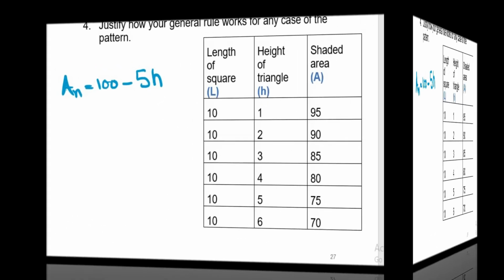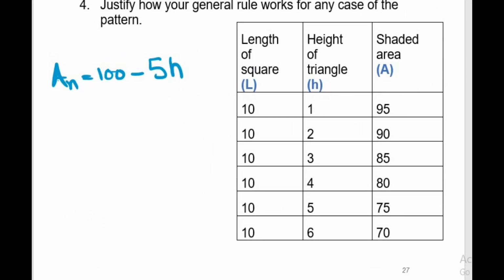Alright, part 4 says justify your general rule, how your general rule works for any case of the pattern. So for that I've extended this. We constructed the table till 5 and now I have extended it here. We can extend it further and this will be 65.